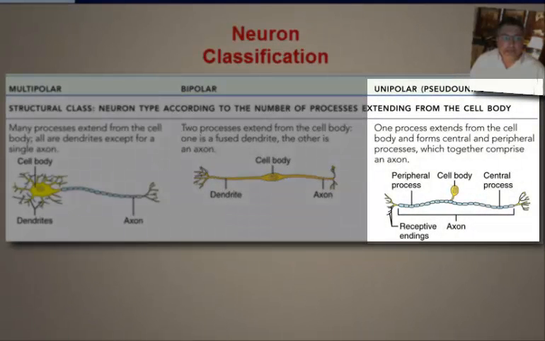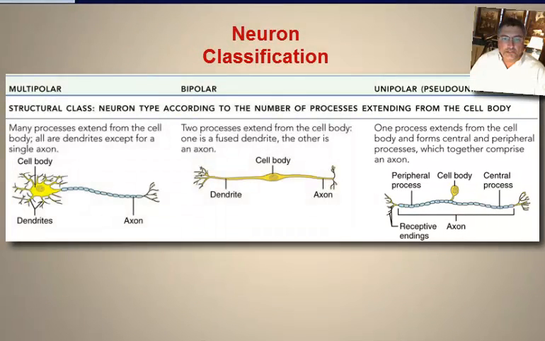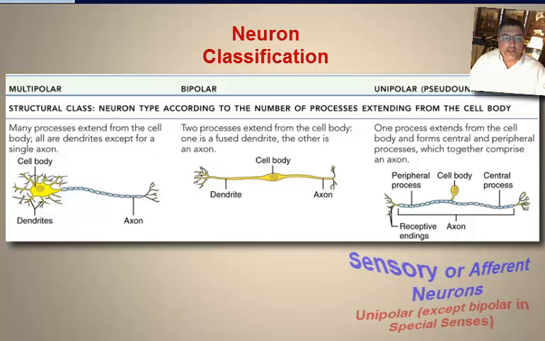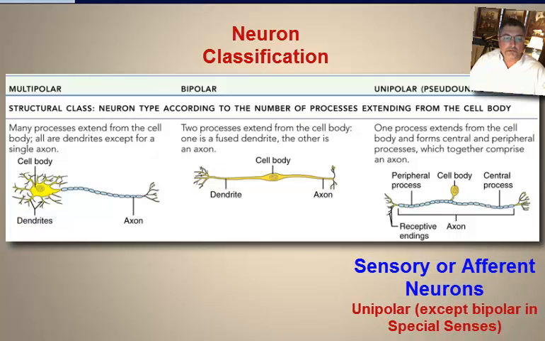And then there's unipolar, in which we'd see a single process that emerges from a cell body and divides into a T-like projection, with proximal and distal fibers, the central process being the axon and the peripheral processes being the dendrites. Now functionally, we've talked about a variety of different types of neurons. So how do these structural classifications fit in? We've talked about sensory or afferent neurons being typically unipolar, except for the bipolar special senses.